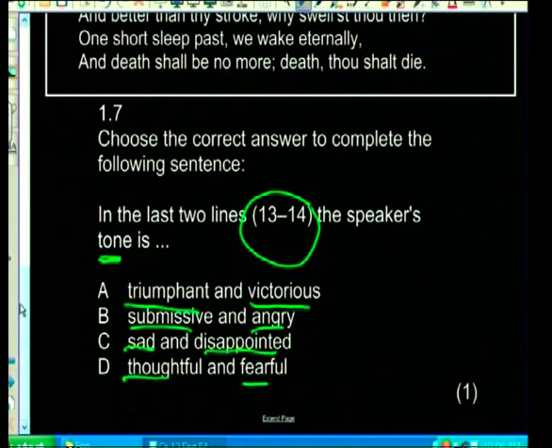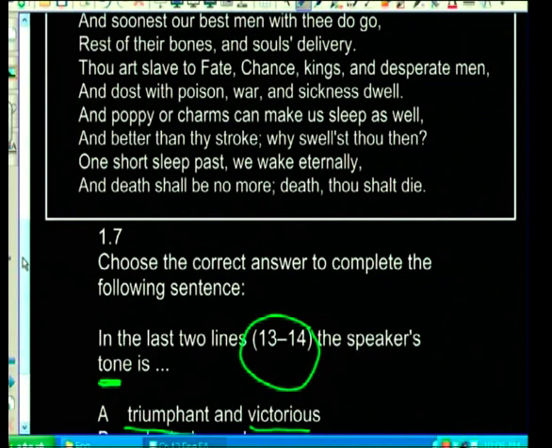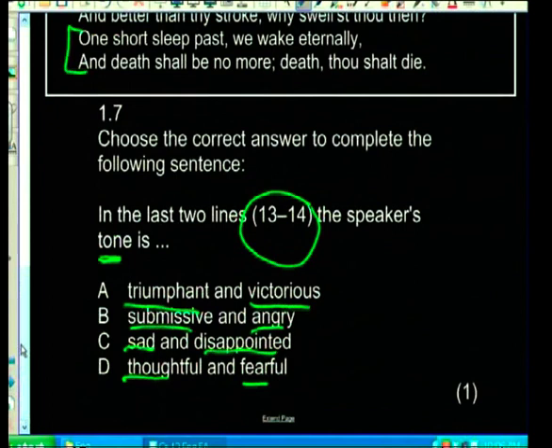Now the last 2 lines, John Donne says to death, "One short sleep past, we wake eternally, and death shall be no more. Death, thou shalt die." Listen to his attitude, even to how he says it. You can imagine him saying it. And then you think, the triumph, the victory he has over death. A, definitely.